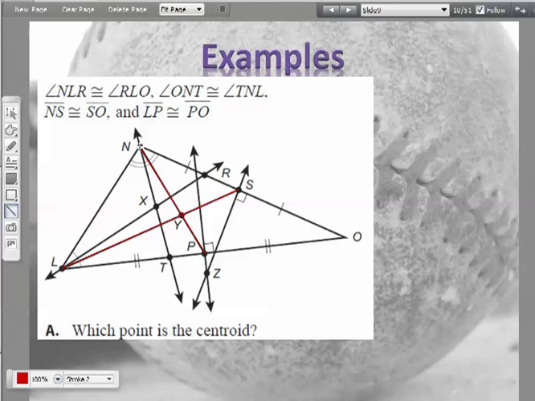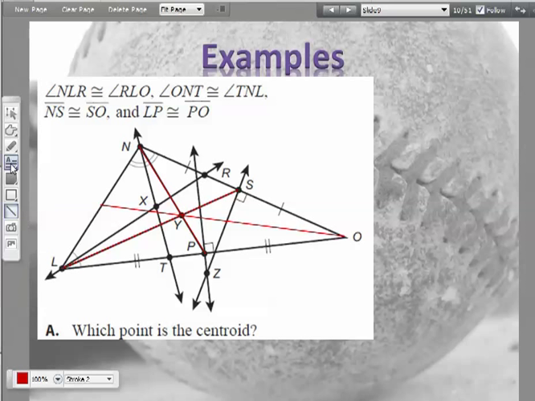And then let me see, oh, they didn't do a median from this side. From the segment LN, they didn't create a median over there. But if I did create a median, and I'm just eyeballing this, and I went like that, it would still go through that point Y. So Y is going to be my centroid.